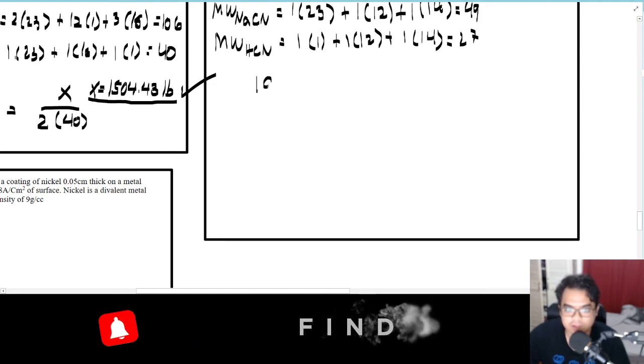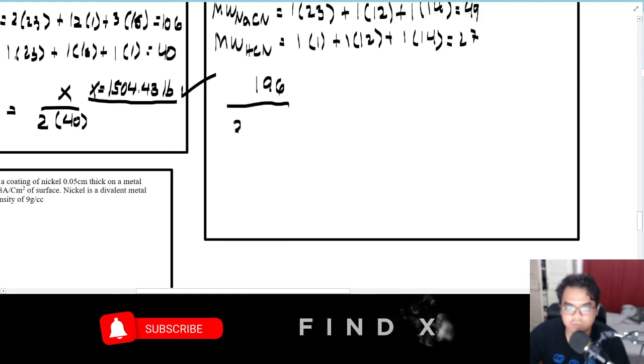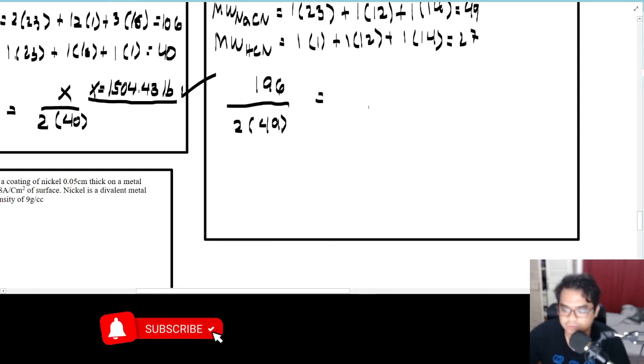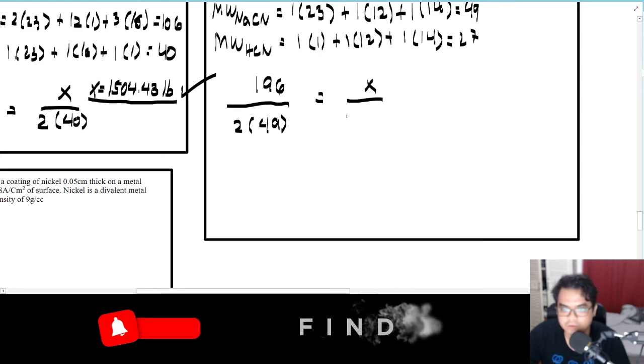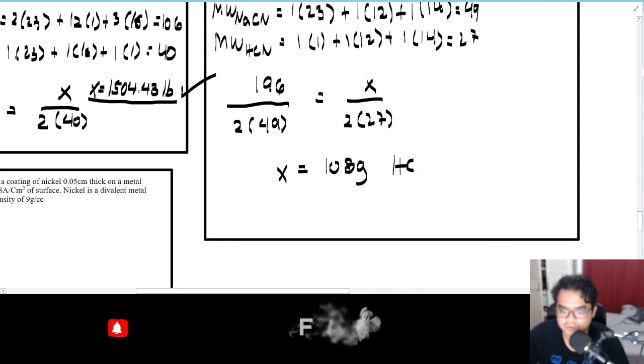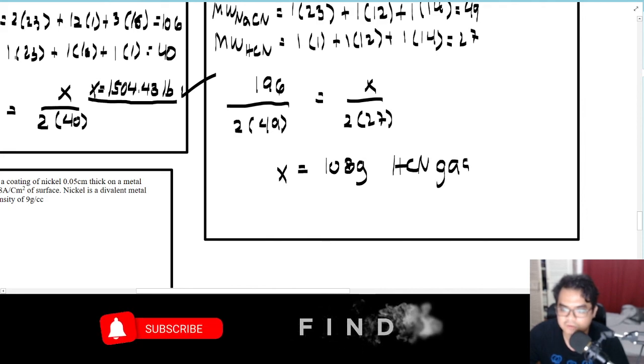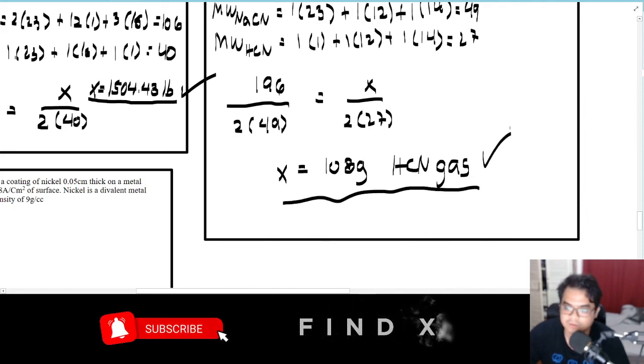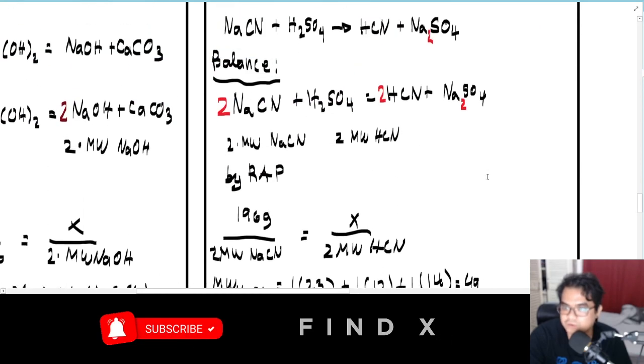So this will be 196 times 2 of the NaCN, so that's 49, equal to x over 2 times 27. And then if you find the value of x, it is 108 grams of HCN. So this is the answer. Okay, so let's move on to the next topic.